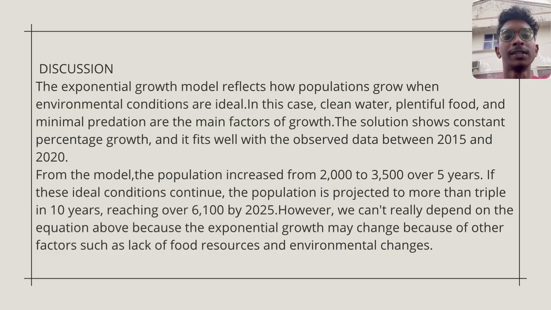Here, let's talk about the discussion for part A. The exponential growth model reflects how populations grow when environmental conditions are ideal. In this case, clean water, plentiful food, and minimal predation are the main factors of growth. The solution shows constant percentage growth and it fits well with the observed data between 2015 and 2020. From the model, the population increased from 2,000 to 3,500 over 5 years.